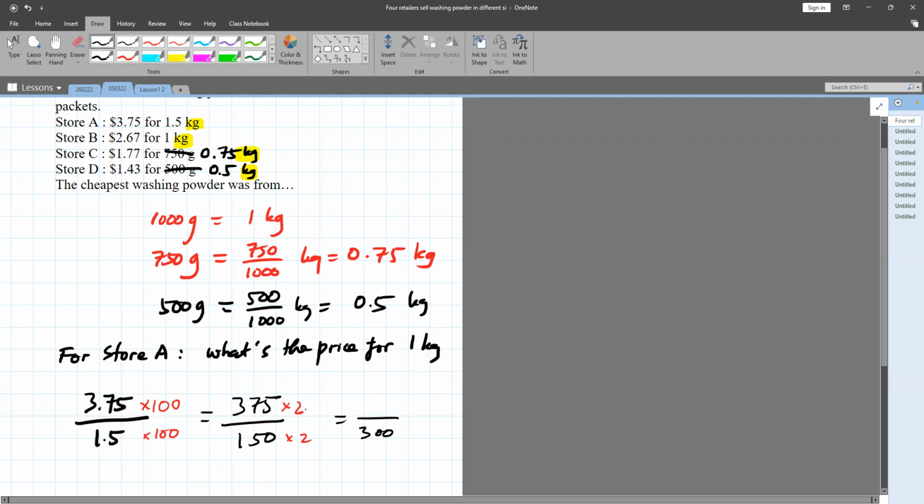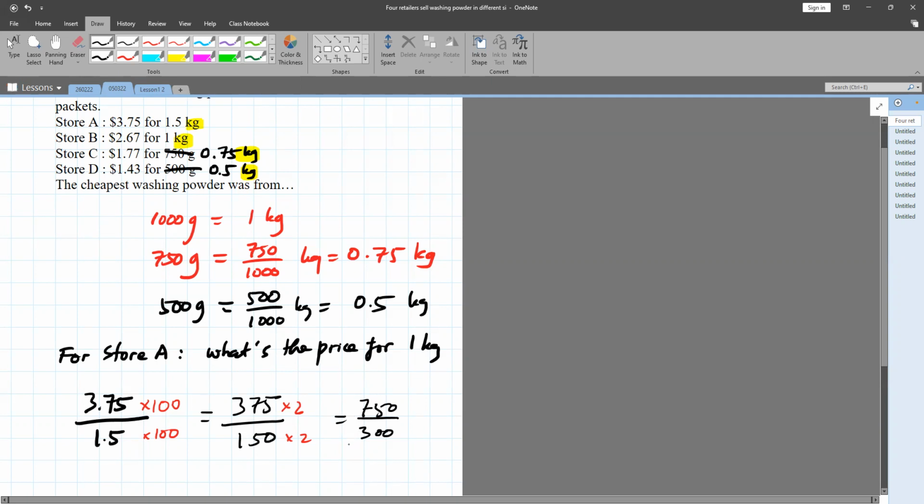And then this is, what is that? 375 times 2. That's 710. No. 375 times 2. You can calculate if you want. That's 750. 750. Well done. Okay, so this fraction now has equal value, which is 750 divided by 300.